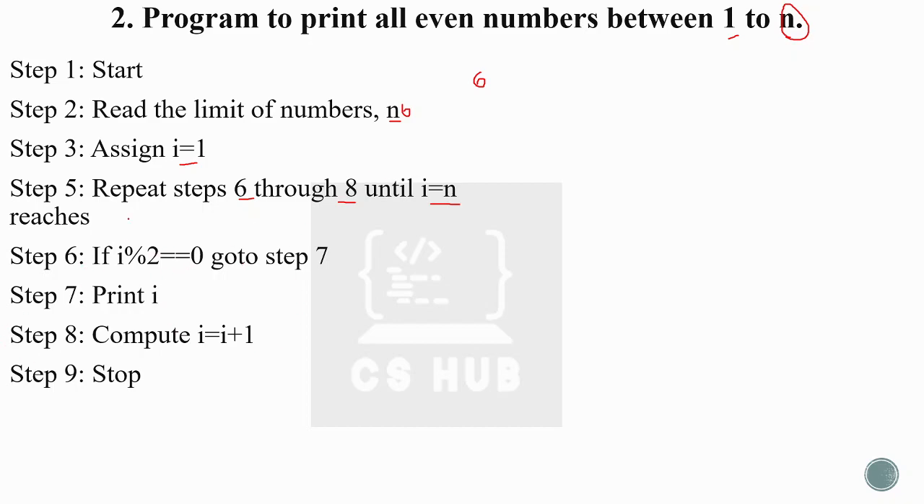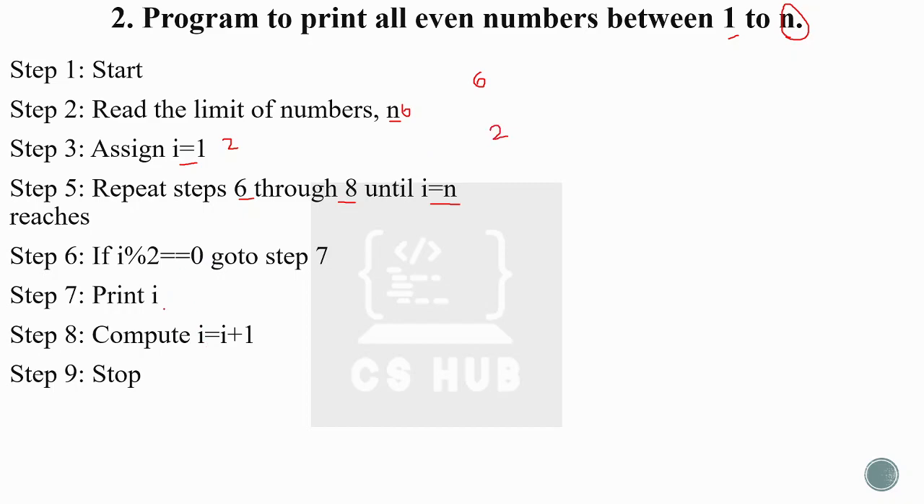So here, first case, I % 2 means 1 % 2 equal to 0. That is false. So we just increment I. Our I becomes 2 now. Then we check 2 % 2 equal to 0. That's true. So we print 2. So our first value will be 2.